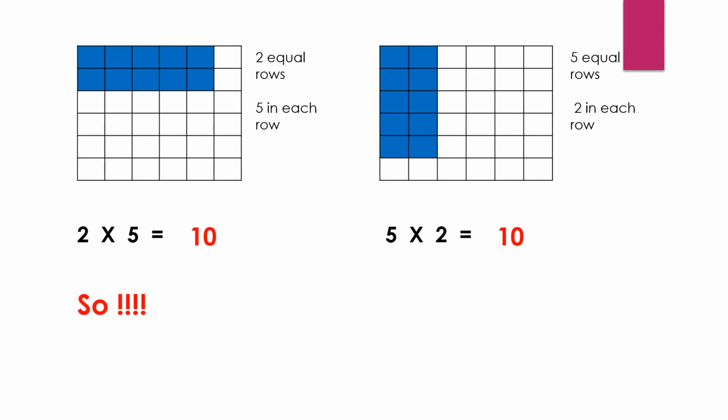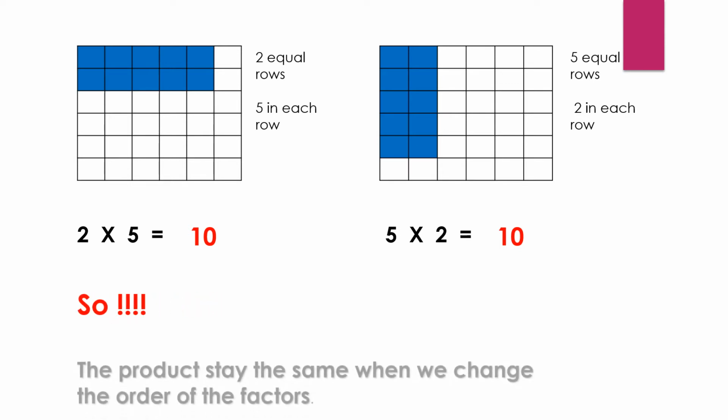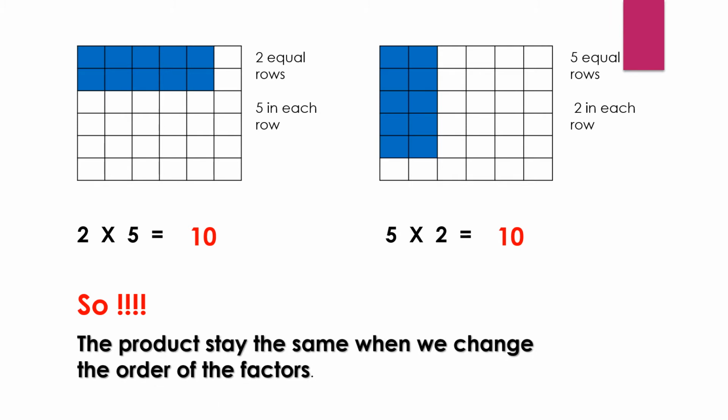So what? The product stays the same when we change the order of the factors. Be careful, I change the order of the factors. One factor is number 2 and the other factor is number 5. 2 multiply 5 equal 10. If I change the order between the two factors, 5 multiply 2 equal 10.